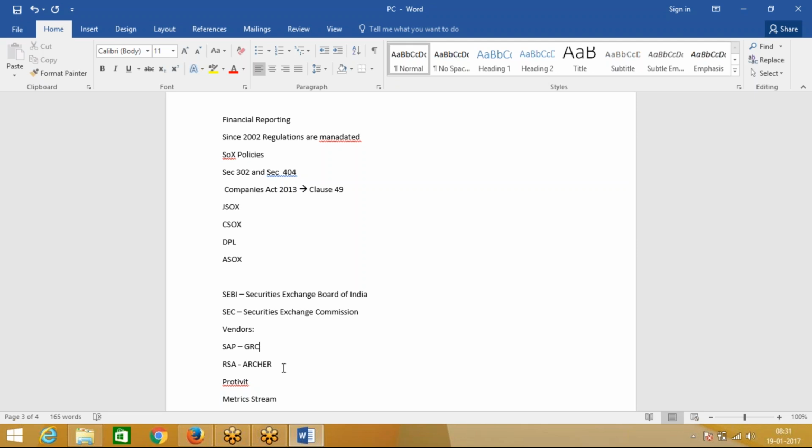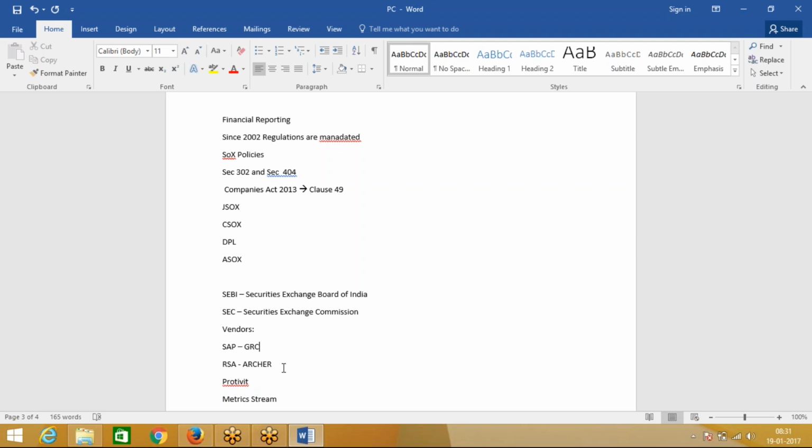That is the reason SAP has acquired most of the market. That is one reason. The second reason is cost effectiveness. Even if the GRC product might sometimes be costly, the service is also good, and that is another reason.